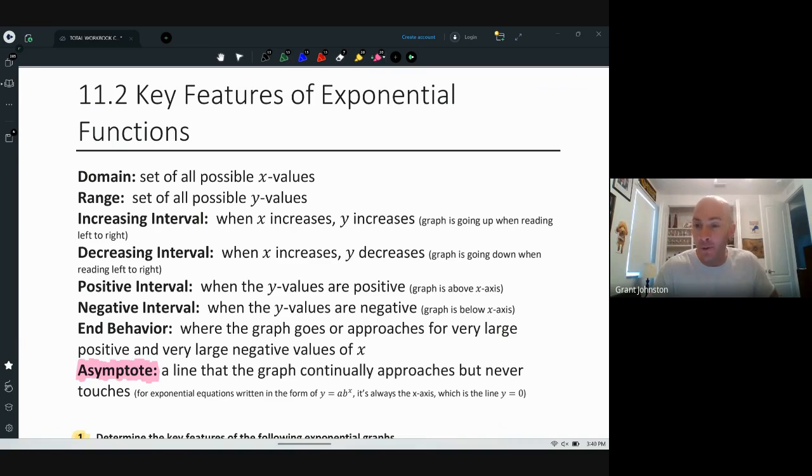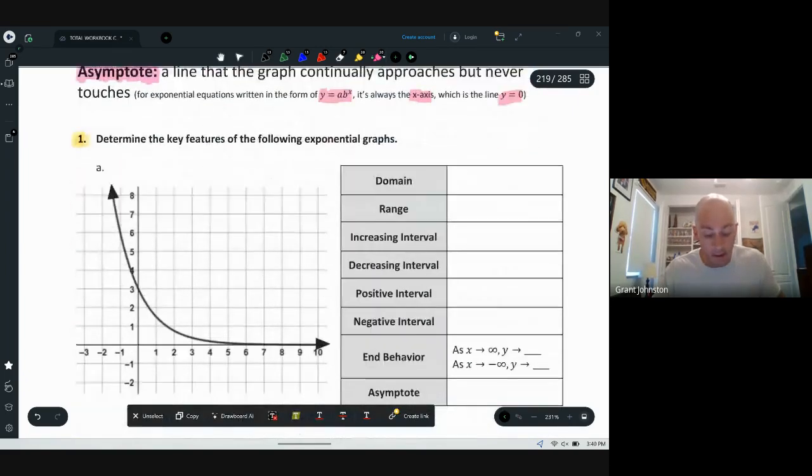And all exponential functions have this. They all have an asymptote. It's always going to approach a particular line, but it's never going to touch it. So all these exponential functions are going to have it. And more specifically, for exponential functions that we're using this form for, it's always going to be the x-axis, or in other words, y equals 0. But I'll get to that more when we reach that on number 1.